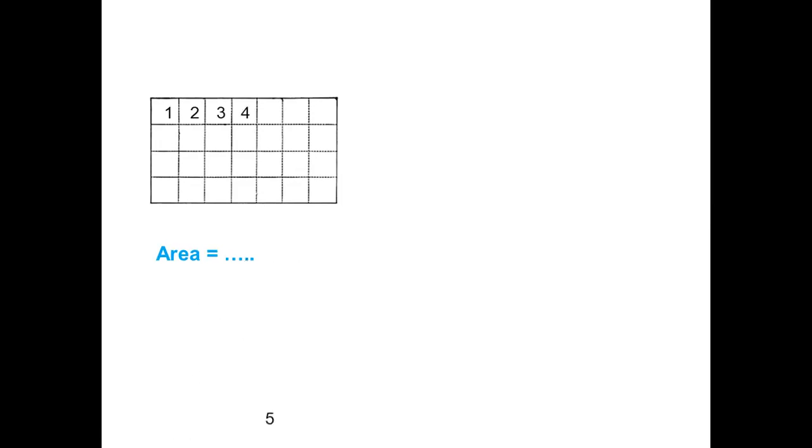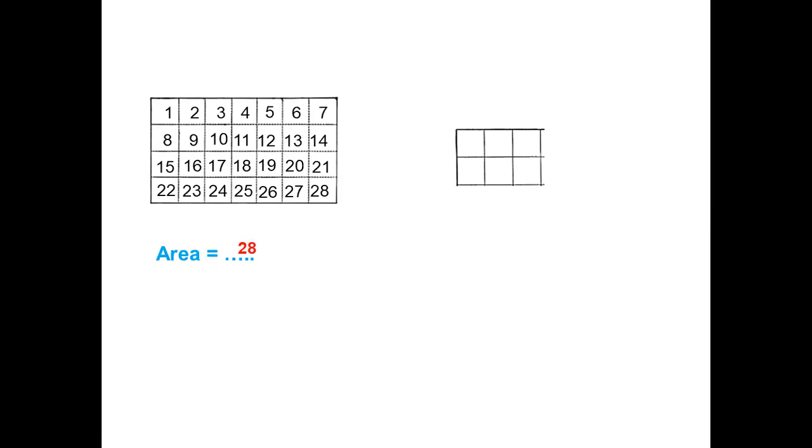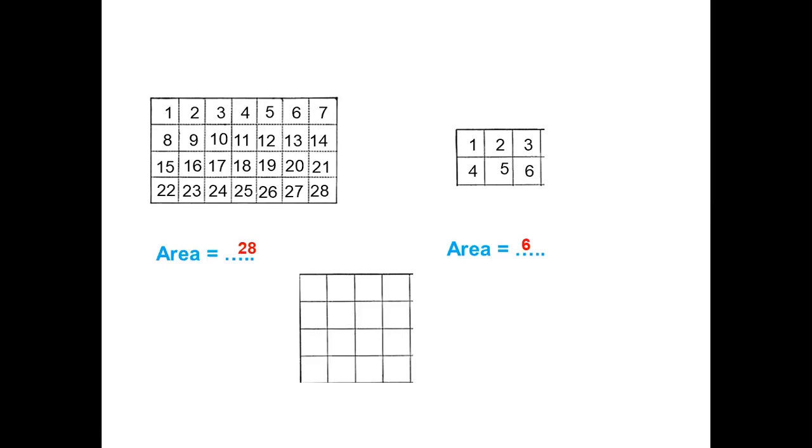1, 2, 3, 4, 5, 6, 7, 8, 9, 10, 11, 12, 13, 14, 15, 16, 17, 18, 19, 20, 21, 22, 23, 24, 25, 26, 27, 28. So the area of this rectangle is 28. If I have a rectangle like this, I will count 1, 2, 3, 4, 5, 6. So it will be 6, and so on. If I have a square like this, we will multiply the sides, which is going to be 60.